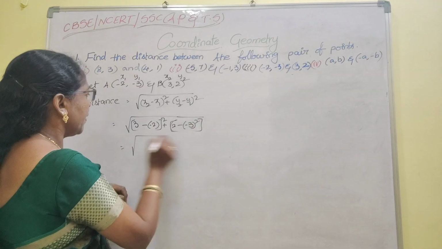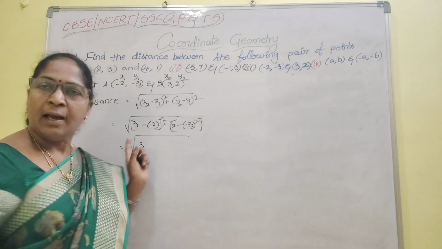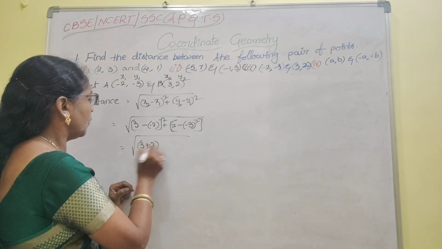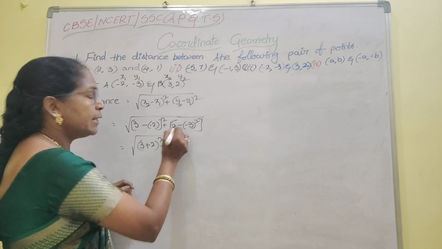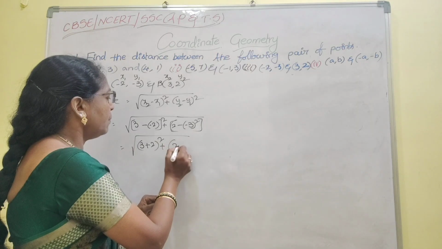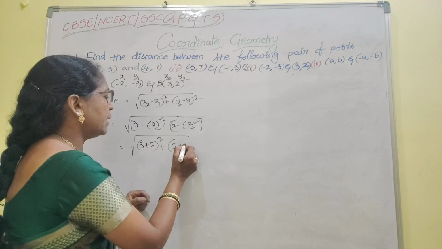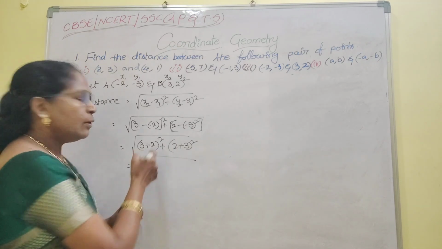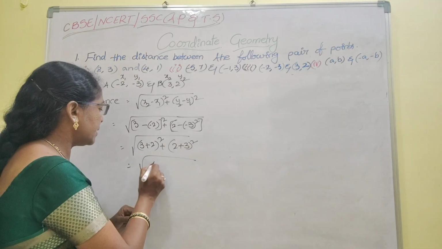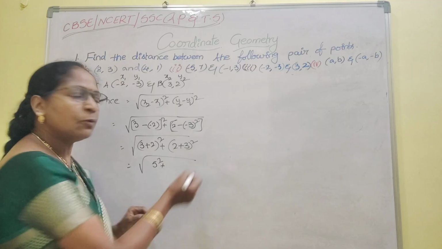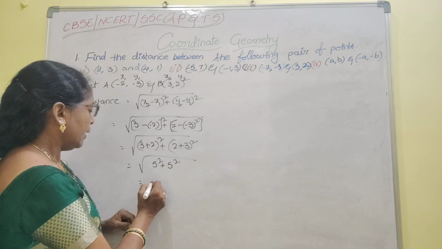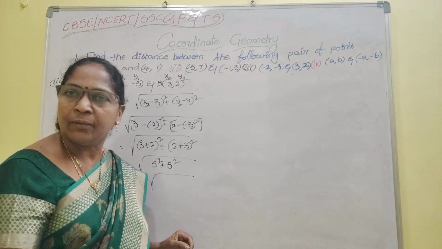Now here, square root of (3 minus (minus 2)) plus 3 plus 2 whole square, plus here again (2 minus (minus 3)) plus 2 plus 3 whole square. Now 3 plus 2 equal to 5, 5 square. Here also 2 plus 3 equal to 5, that equal to 5 square. That equal to square root of 5 square equal to 25.